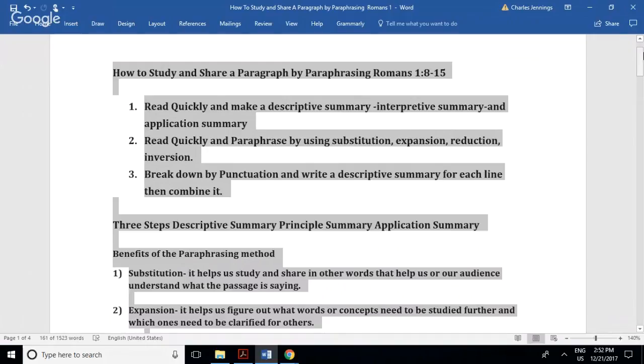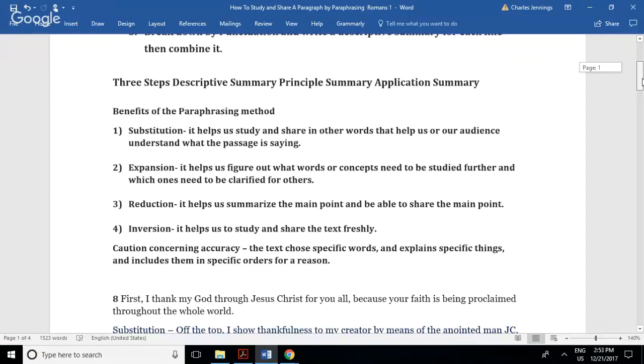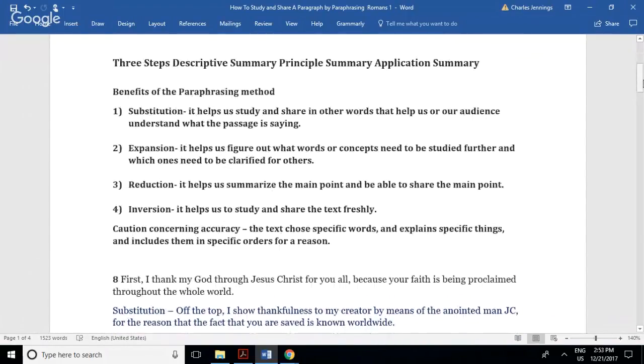Now today we're going to focus on this second step, read quickly and paraphrase by using substitution, expansion, reduction, and inversion. Next time we're going to be breaking it down by punctuation and making a summary. In all these steps, we're doing three levels of summary: a descriptive summary, a principal summary, and an application summary. But the method I'm focusing on today is mainly going to help us deal with how to write a more effective descriptive summary.